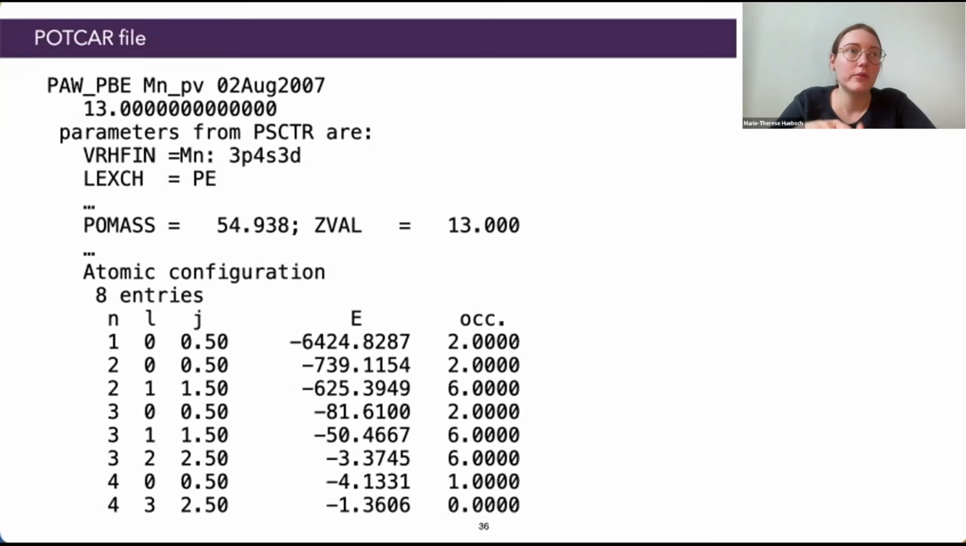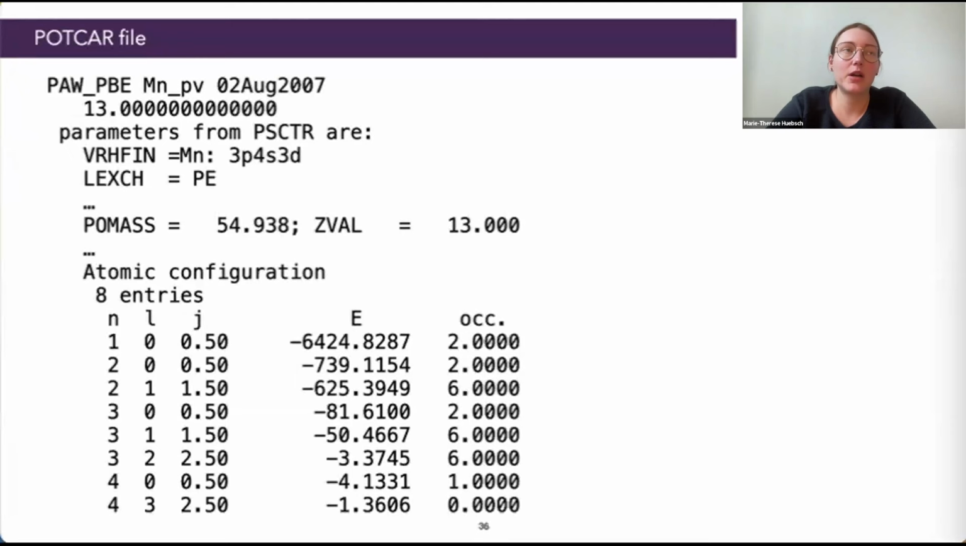When you add from the bottom up, 1 plus 6 plus 6 again, you have 13. So therefore, there is one electron in a 4s state, 6 electrons in a 3d state, and 6 electrons in a 3p state. The atomic configuration does not necessarily correspond to the isolated atom. So it makes sense if you look at the chemistry of your system to check what atomic configurations are used there.